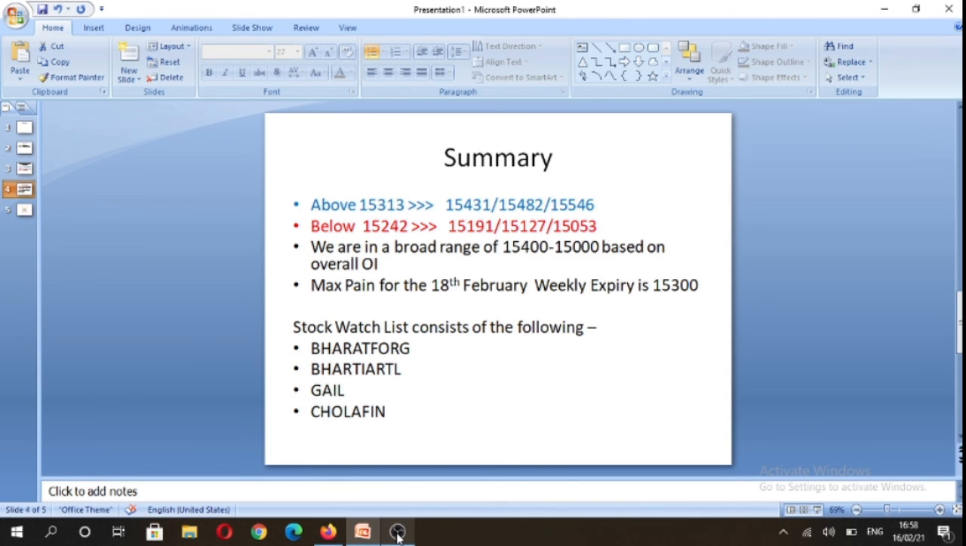I would like to summarize. Above 15,313, we can potentially trade towards 15,431 levels, 15,482 levels, and potentially 15,546 levels. And below 15,242, we can trade towards 15,191, 15,127, and potentially 15,053 levels. Broadly, we are in an open interest range of 15,400 to 15,000 level, and the max pain level is at 15,300. And our stock watch list comprises of Bharat Forge, Bharti Airtel, Gale, and Chola Finance.